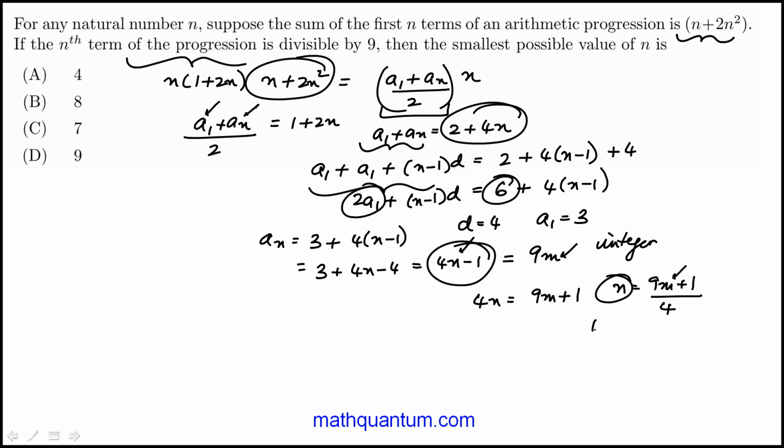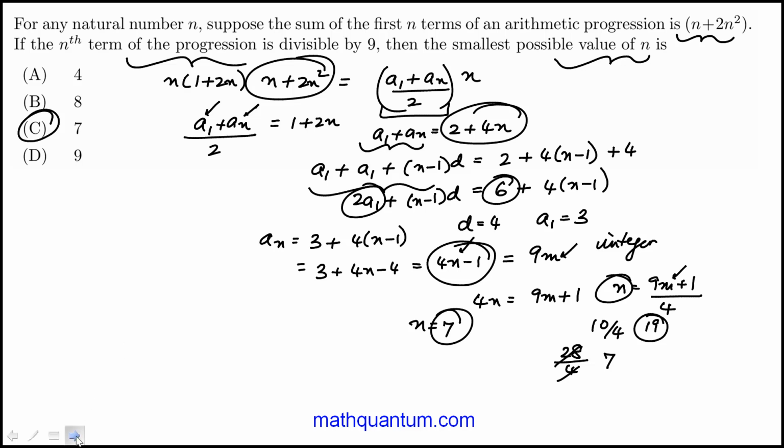If m is 1, this is 10 over 4, not divisible by 4. If m is 2, it's 19, still not divisible by 4. If m is 3, it's 27 plus 1, 28, which is indeed divisible by 4. And in that case, n turns out to be 7. So the smallest possible value of n is 7. So this is one way to do it. This is how I did it.